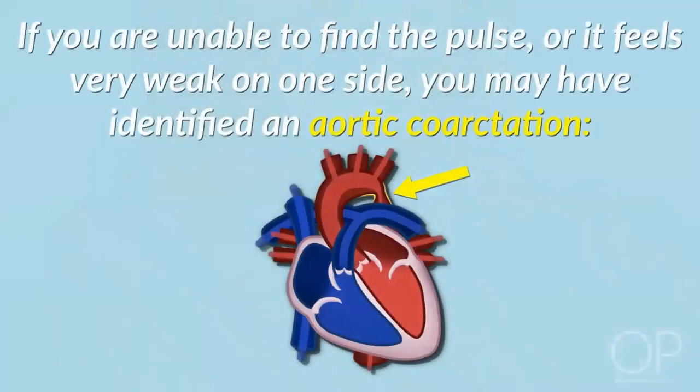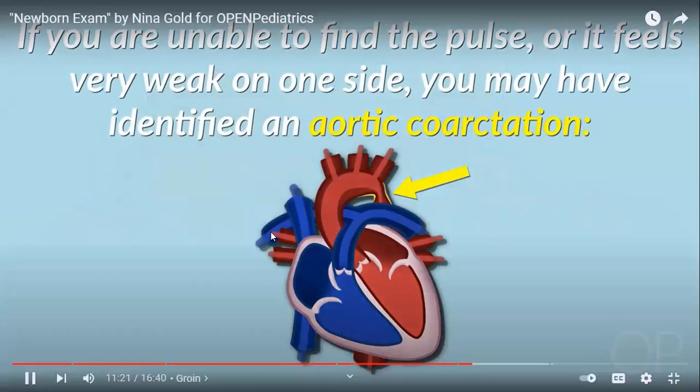If you are unable to find the pulse or it feels very weak on one side, you may have identified an aortic coarctation. Left and right, it should be symmetrical. If it is asymmetrical, it means on one side you get a pulse reading like 120 over 80, but on the other side you get 110 and 65. This is asymmetrical. The most common cause is called aortic coarctation.